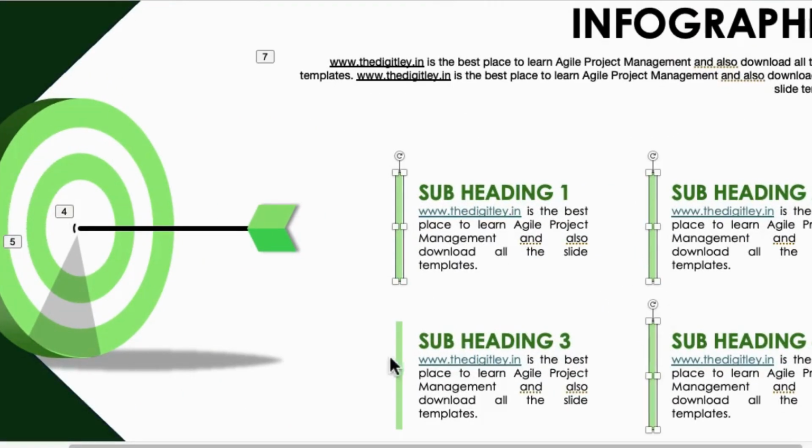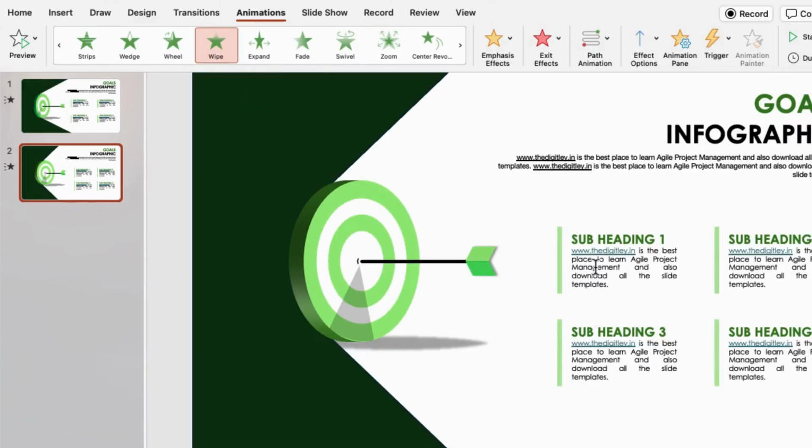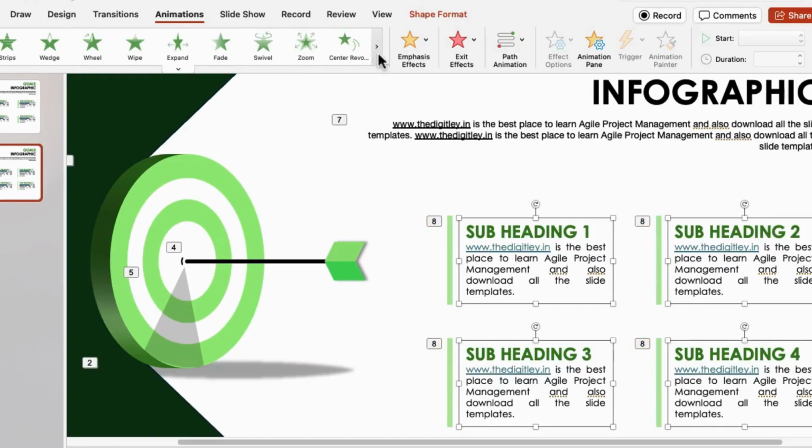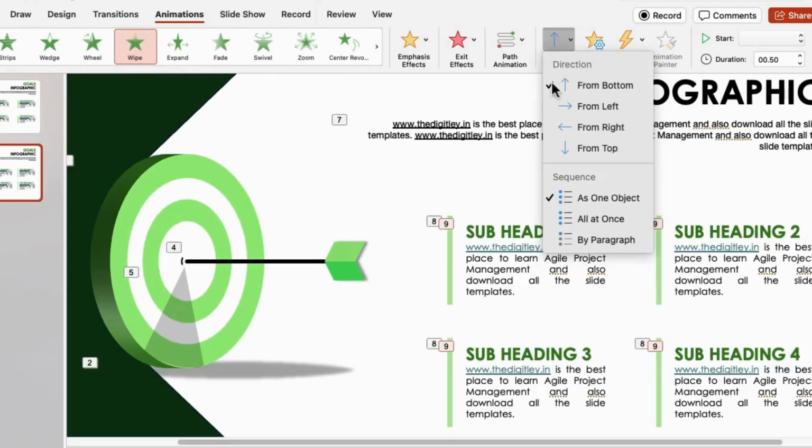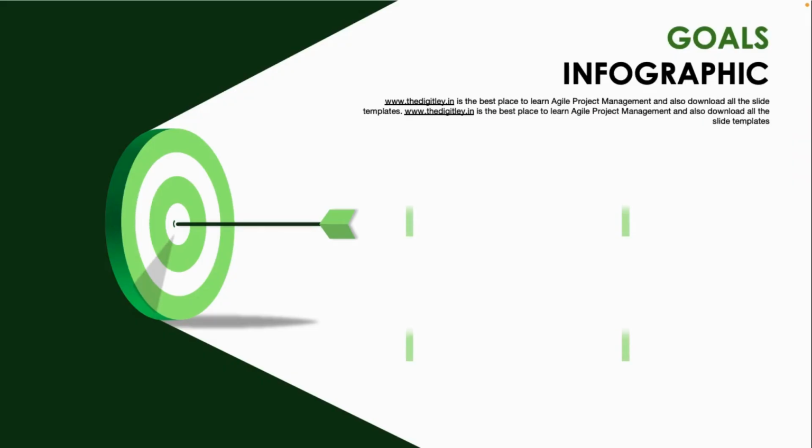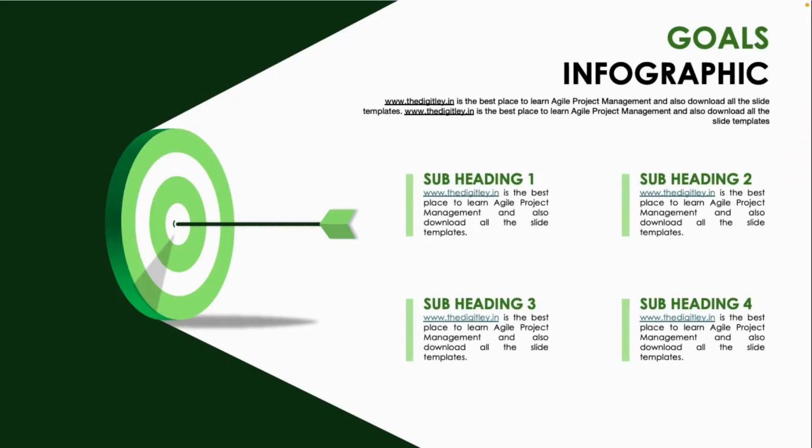For your subheading rectangles, use a wipe from the bottom, and finish by animating the subheading text itself with a wipe from the left. And that's a wrap. Your goal infographic slide is now right on target. Perfect for making your objectives crystal clear and your presentations more engaging and impactful.